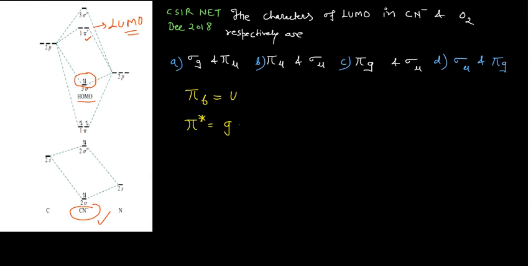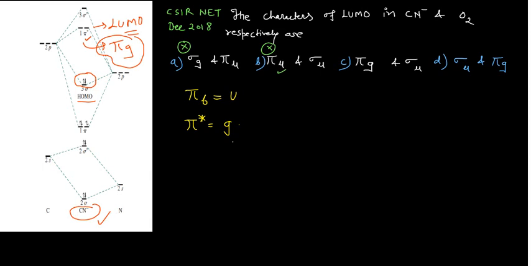So this is pi G. That LUMO has the symmetry of pi G. So check whether you are... see, this cannot be your answer because it is sigma G, but the electron is not in the sigma. This cannot be your answer because it is pi U, but your answer is what? Pi anti-bonding, that means pi G.